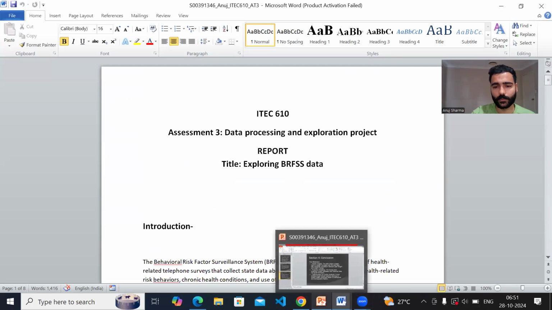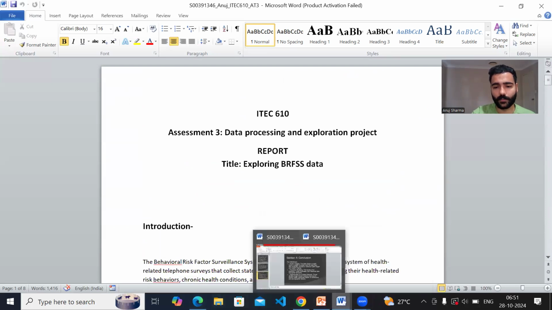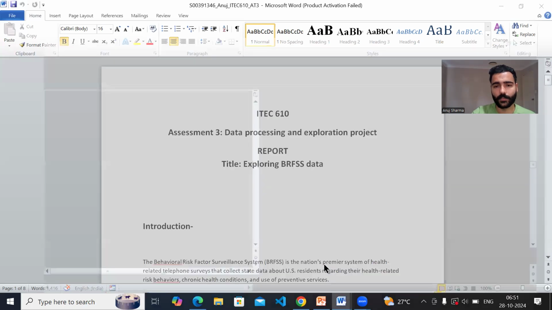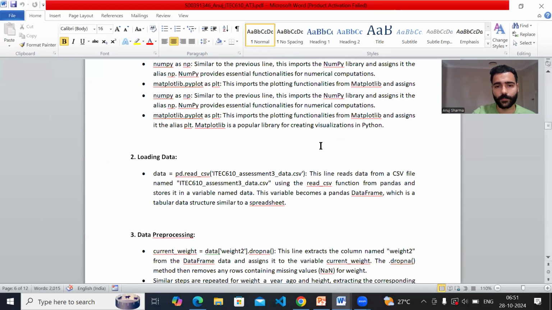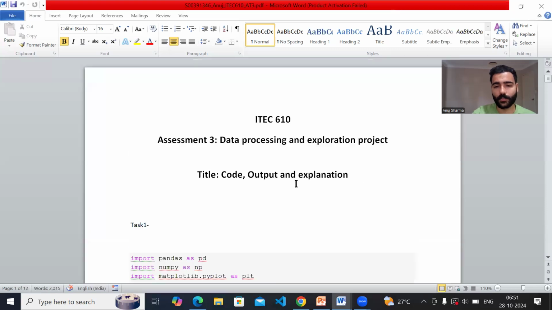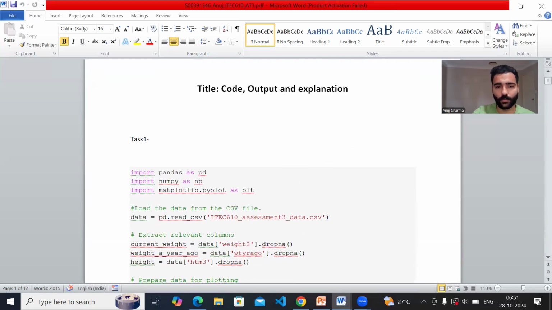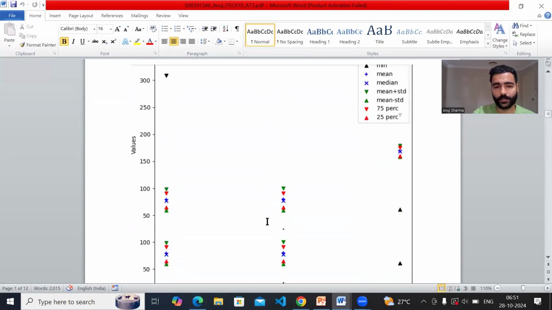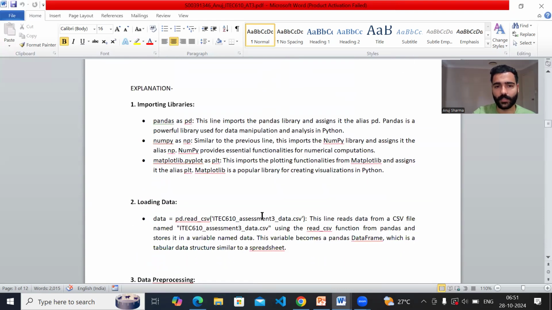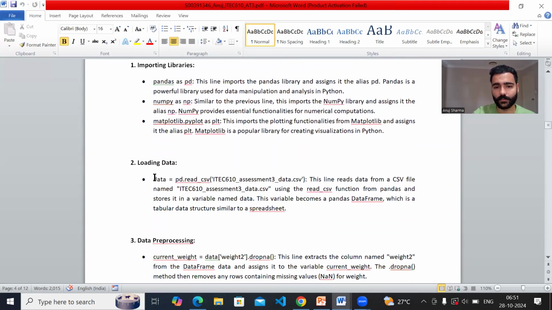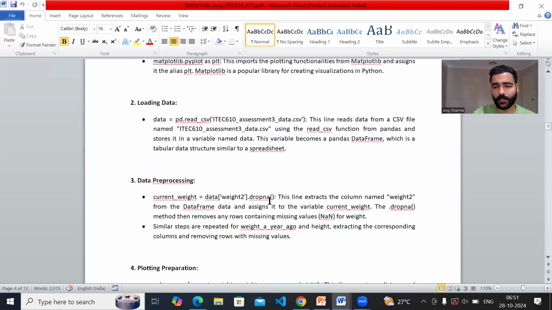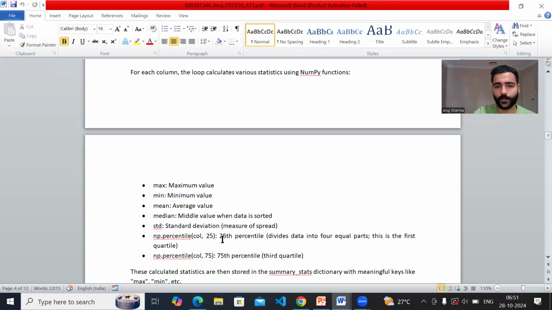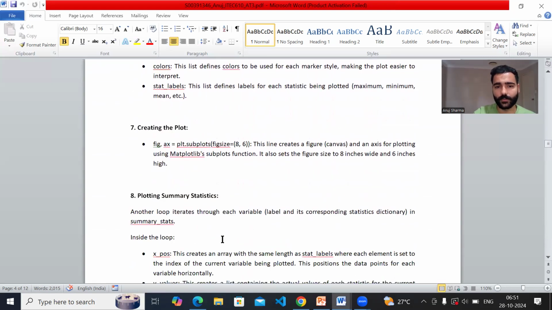And that was our PPT. That is our report. And that is the code output and explanation, in which I use code and screenshots of the output, with the explanation of each and every aspect of the code, like importing the libraries, which is used for loading data, where data processing has been done in the code, plotting preparations, and calculating the summary statistics. So I've clearly mentioned all the things.